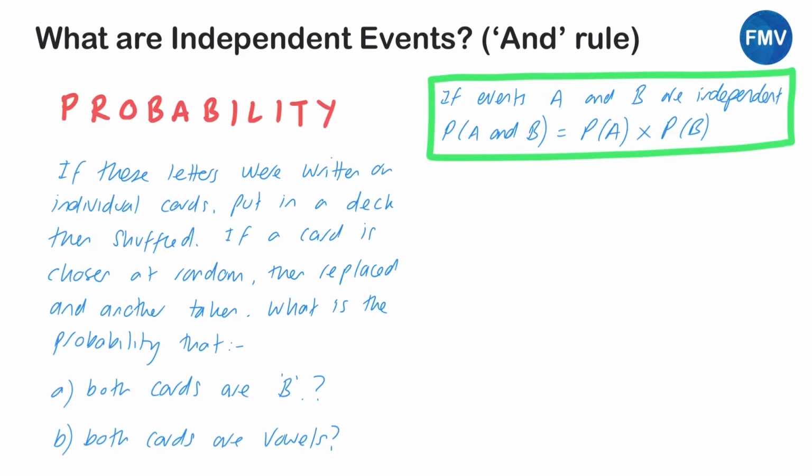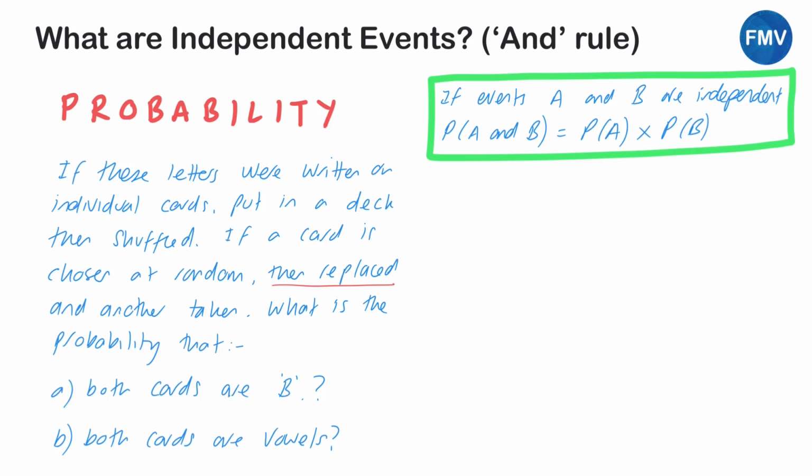So in this question here, we've been given some letters for the word probability. So if these letters were written on individual cards, put in a deck and then shuffled, so we don't know the order of these. If a card is chosen at random, then replaced, well, that's a key word there. So that card's put back in, and then another card is taken. What is the chance or the probability that both cards are B?